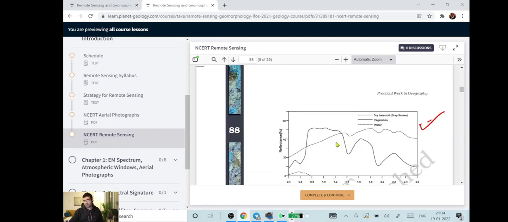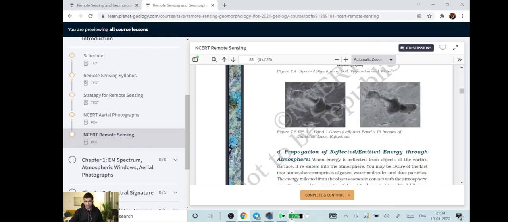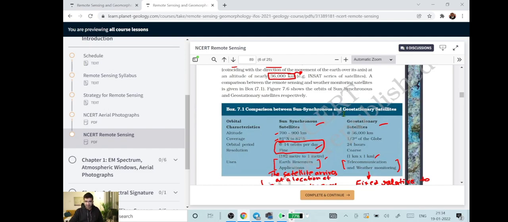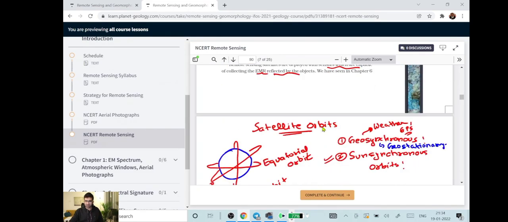This one is not given in detail, but this is called spectral signature, which I was talking about. This is the spectral signature of vegetation. For this there are detailed slides. Just go through those. These are different types of orbits. That is again important.